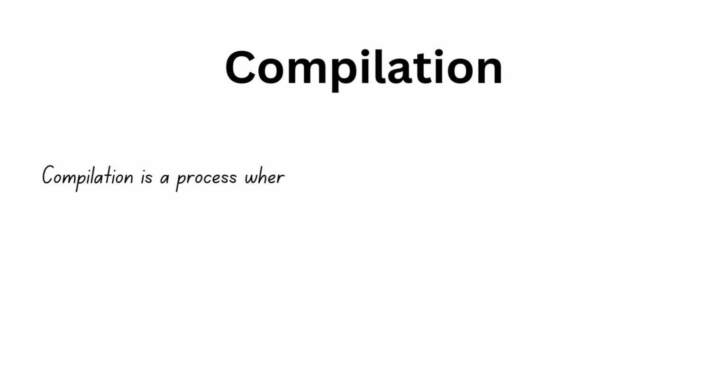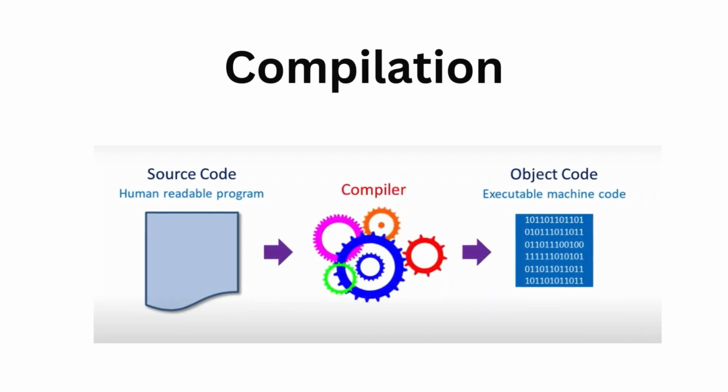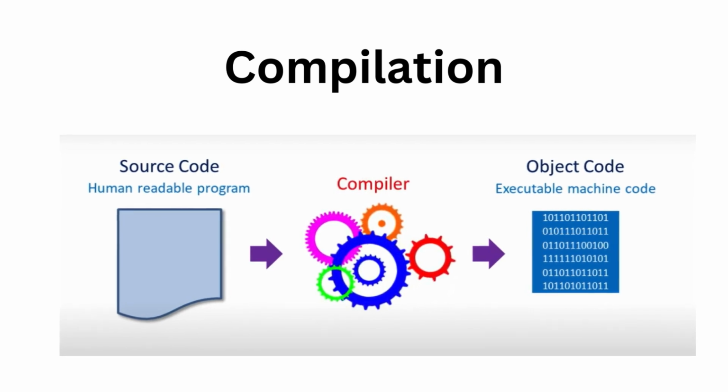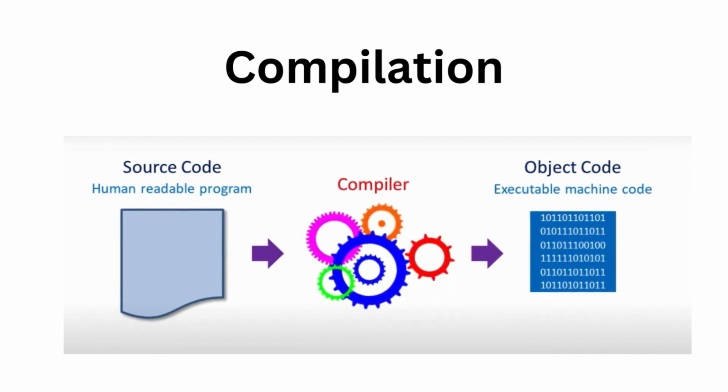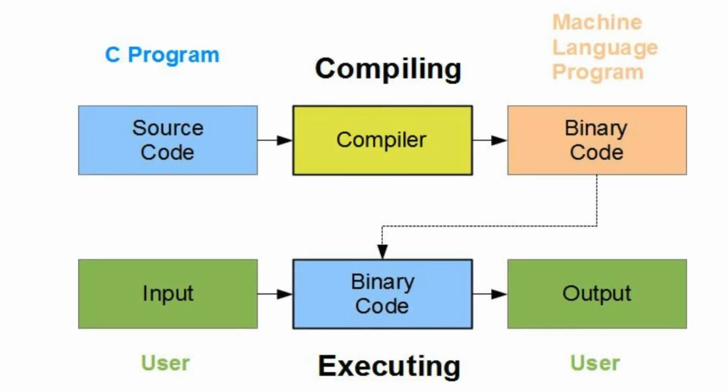Compilation is a process where the entire high-level program is translated into machine code before execution. A special program called a compiler reads the high-level program, checks it for errors, and translates it into an executable machine code file. Once compiled, this file can run on the computer without needing the source code or the compiler. For instance, programs written in C are compiled into machine code using a compiler like GCC. Once compiled, the machine code can be executed directly by the computer.